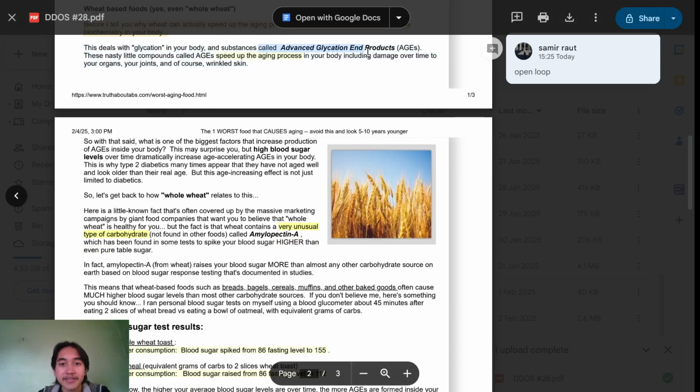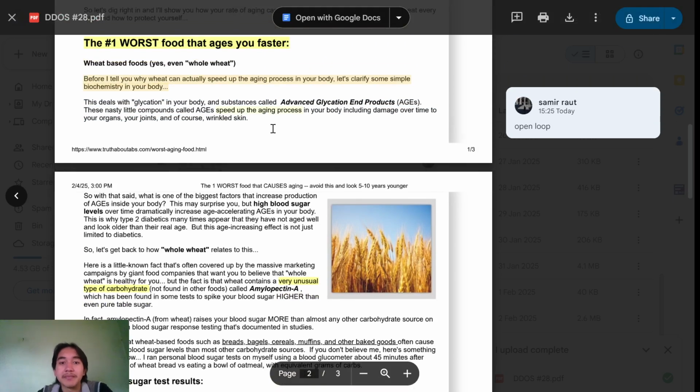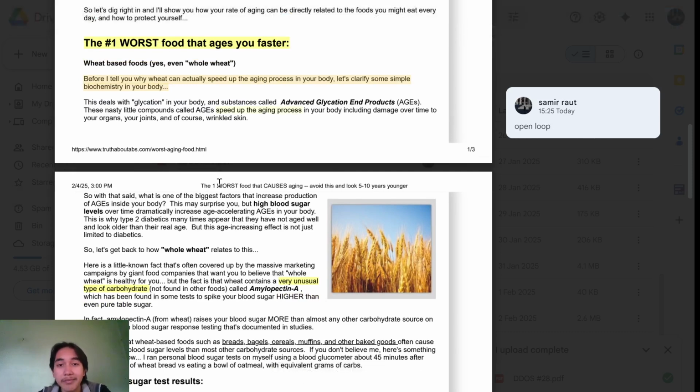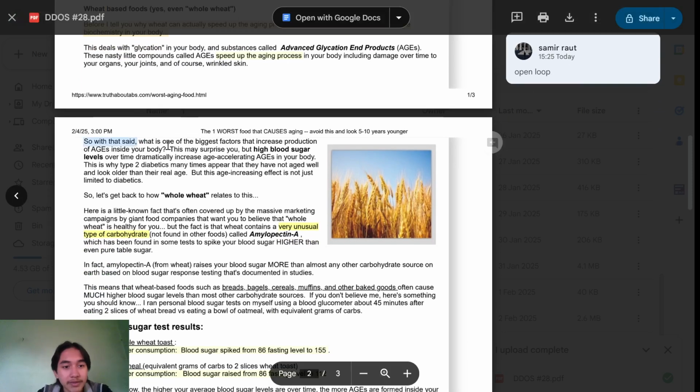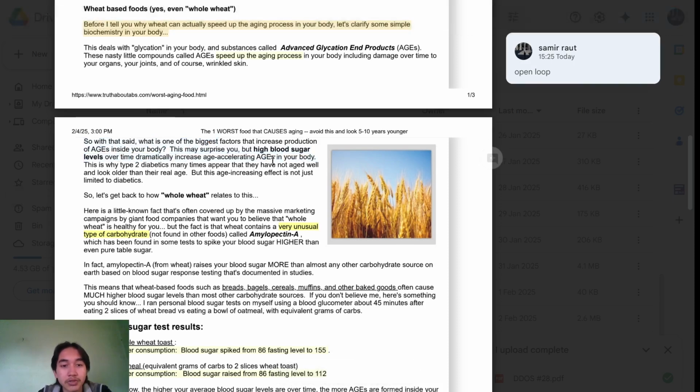So advanced glycation is stuff that makes you age fast. That is what a dumb mind comprehends. So with that said, what is one of the biggest factors that increase production of AGEs in your body? This may surprise you, but high blood sugar levels.